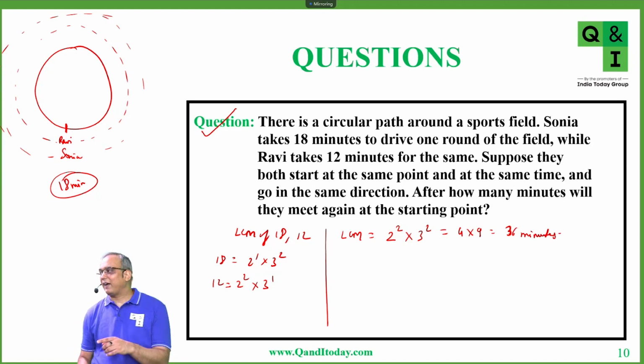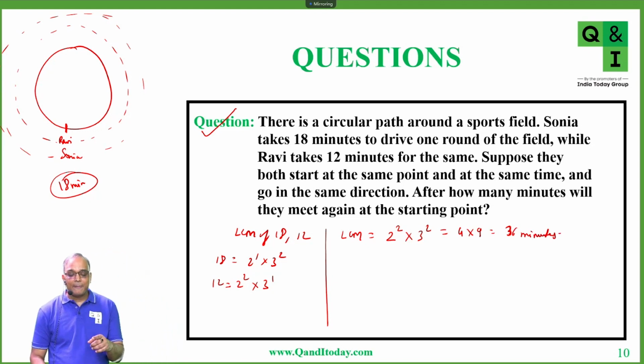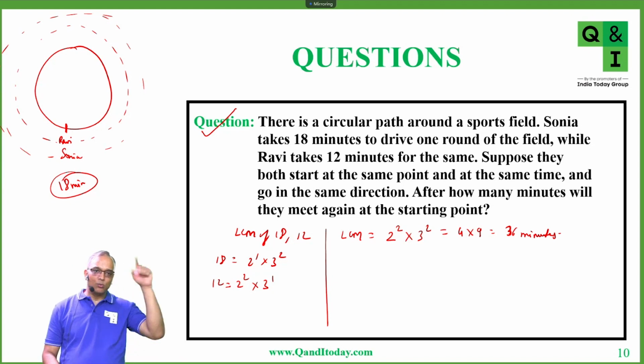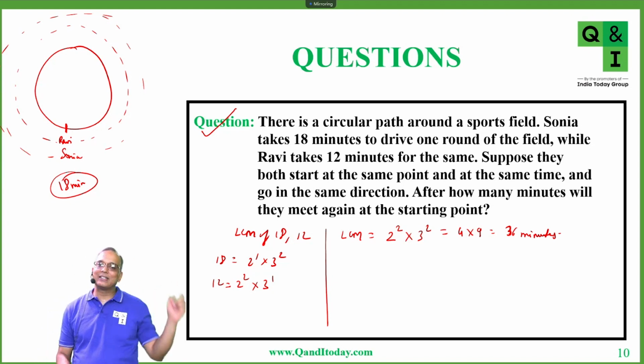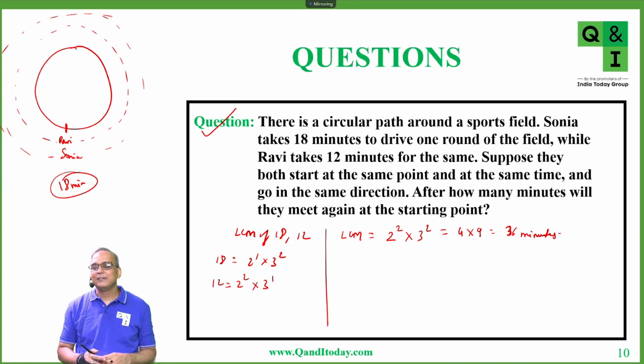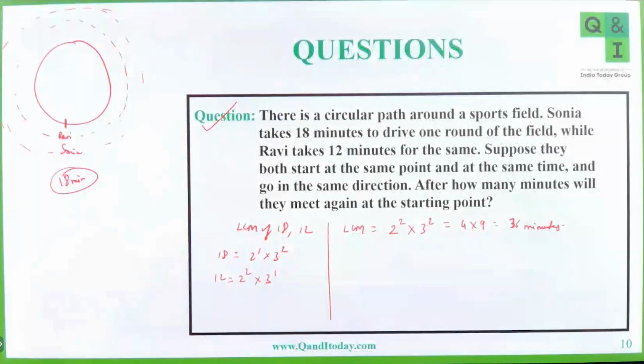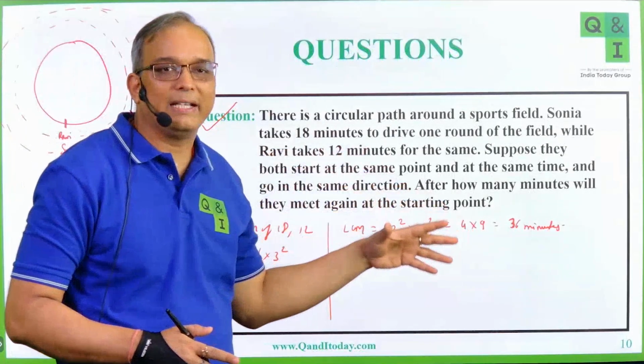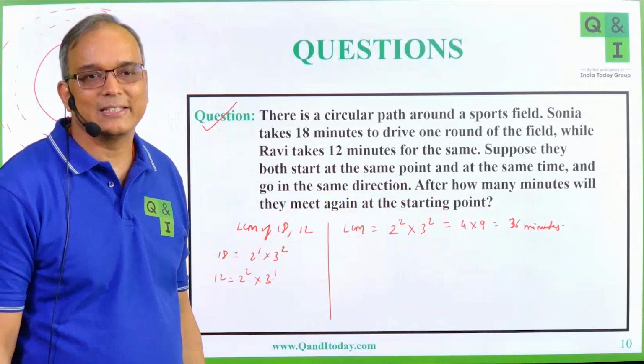So after 36 minutes, what will happen? Sonia will have covered 2 rounds and Ravi would have covered 3 rounds by then, and they'll meet at the starting point again. Is it clear? Is this concept also clear, which I was discussing, that why we are going to find the HCF and why we are going to find the LCM?